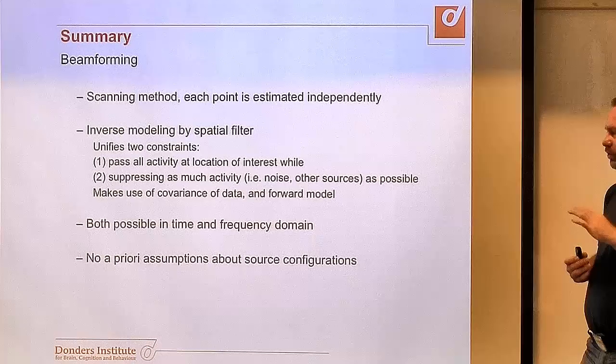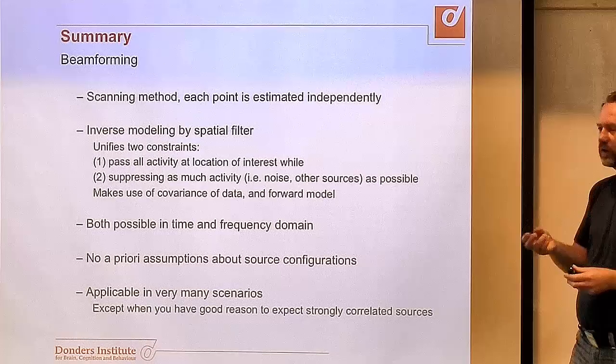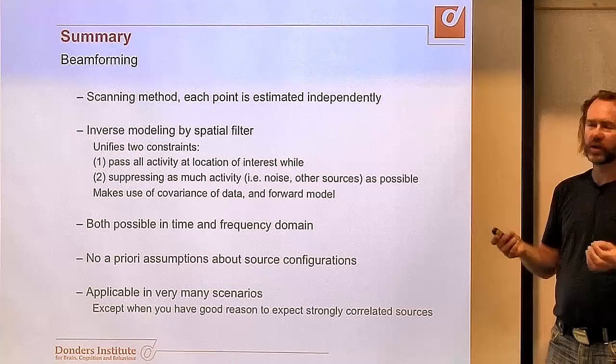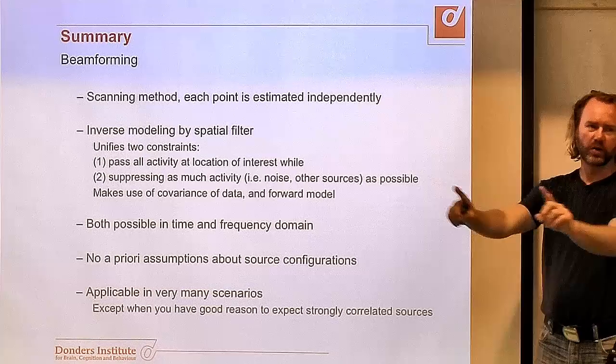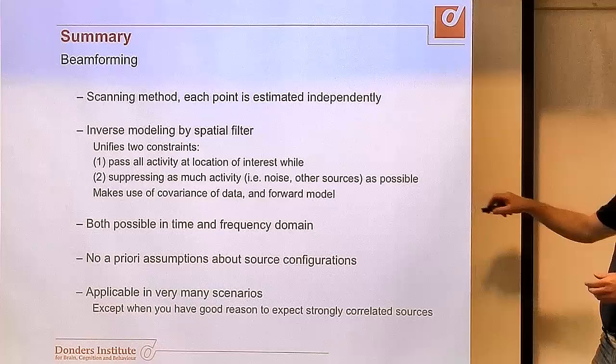There are no a priori assumptions on the sources, except that we assume that for a region of interest, a single equivalent current dipole is able to explain the activity at a cortical patch. If there are two cortical regions that are strongly correlated, we can make other assumptions. For example, with the beamforming method, we can also assume symmetric dipoles as the source models, which means that we can scan with a symmetric dipole pair. Those are the tricks that we can use to make the beamformer also work in cases where there's a lot of correlation between the sources. But that's more for advanced beamformer users. Beamformers are applicable in many scenarios, except when you have good reasons to expect strongly correlated sources. Then you have to start using tricks such as symmetric dipole scanning, etc.